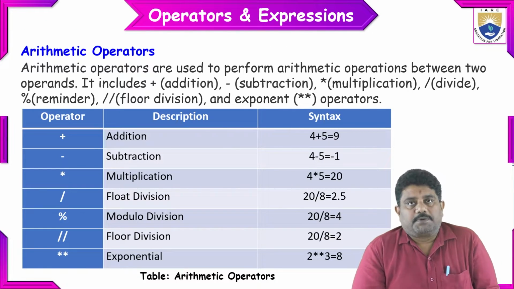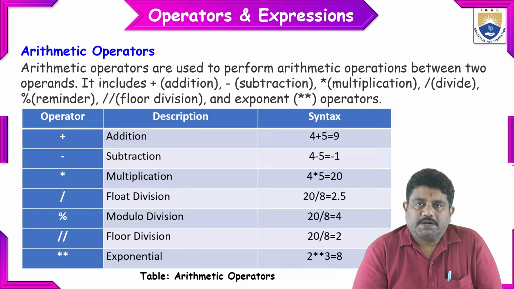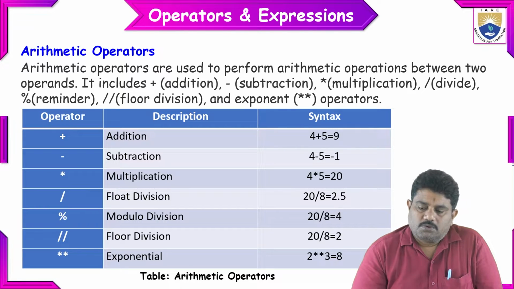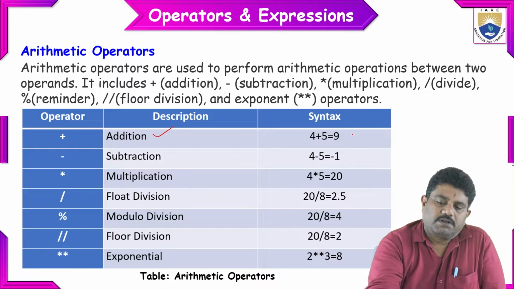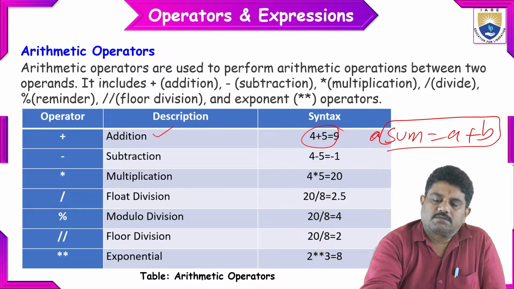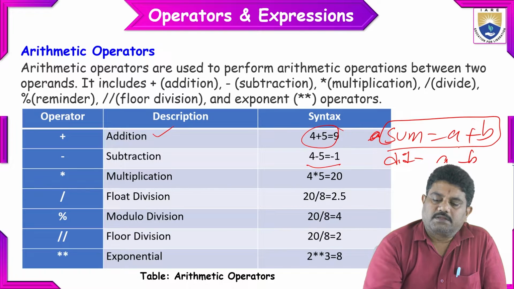The first one is arithmetic operators. In arithmetic operators, we have 7 operators: addition, subtraction, multiplication, division, modulo division, floor division, and the exponential operator. So plus indicates addition. All of you know that very well. Like this we can use, or sum equal to a plus b, like this we can write as an arithmetic expression. Subtraction, or difference equal to a minus b, like that we can write.